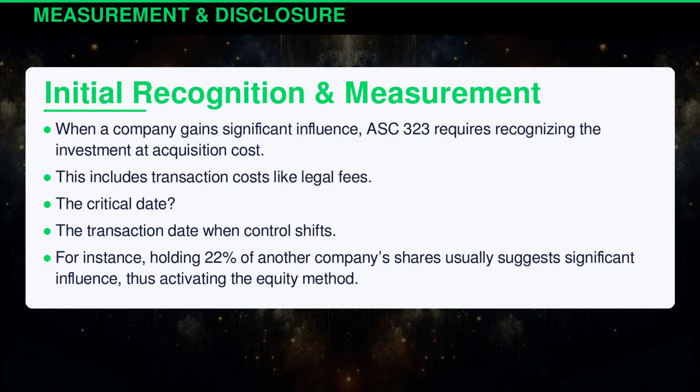When a company gains significant influence, ASC 323 requires recognizing the investment at acquisition cost. This includes transaction costs like legal fees. The critical date? The transaction date when control shifts. For instance, holding 22% of another company's shares usually suggests significant influence, thus activating the equity method.